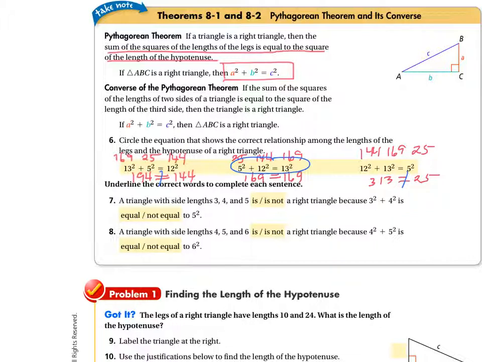So what's 3 squared? What's 4 squared? What do they add up to? 25. And what's 5 squared? 25. So they are equal, aren't they? So therefore, it is a right triangle because those values are equal.